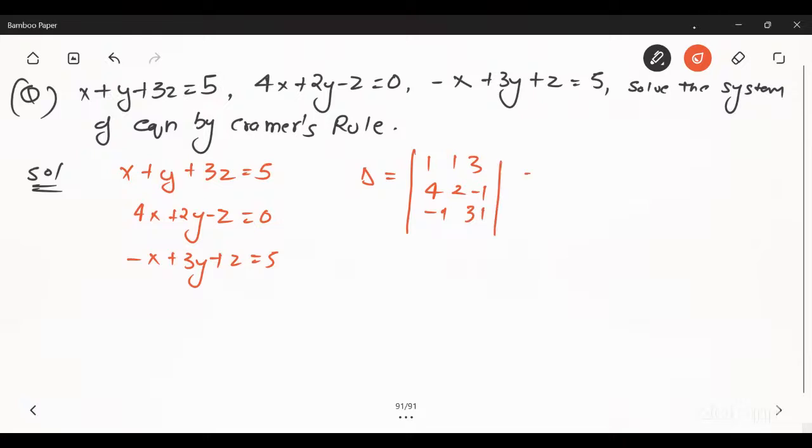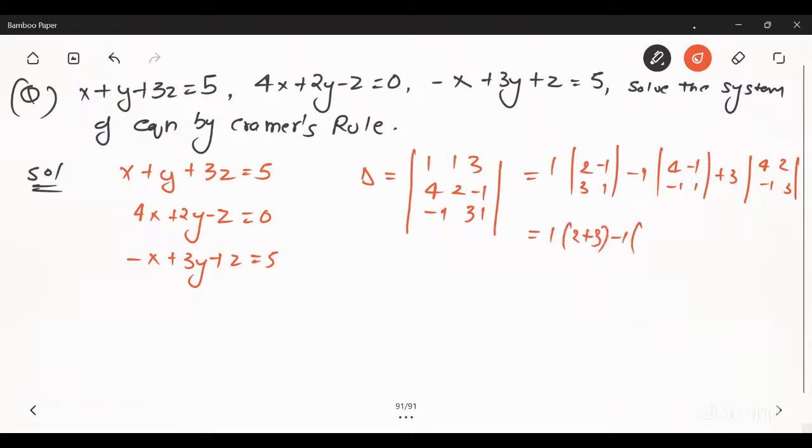Now find the value of the determinant. 1 into (2 minus 1, 3, 1), minus 1 into (4 minus 1, minus 1, 1), plus 3 into (4, 2, minus 1, 3). So you will get 1 times (2 minus minus 3), minus... 2 plus 3, minus 1 times (4 minus of minus 1), plus 3 times (4 times 3 is 12, plus 2).